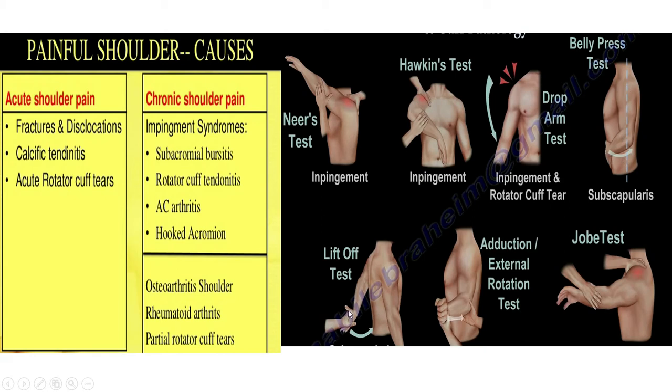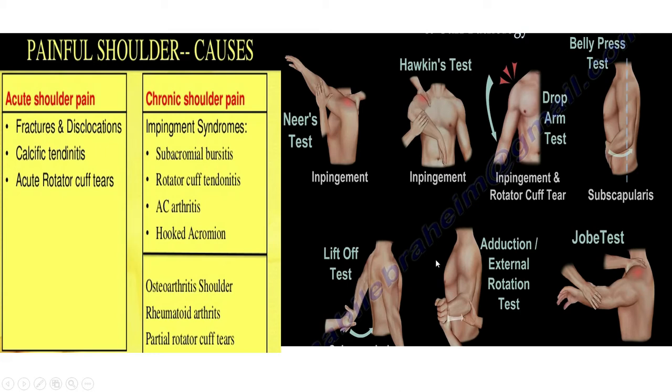If the patient presses over the back, this is called lift-off test or Gerber test. This is a subscapularis tendon injury. If the patient tries to abduct his hand with external rotation and there is a giving-way sensation, the patient just becomes apprehensive, this is called the apprehension test. This is the significant test for recurrent anterior dislocation.